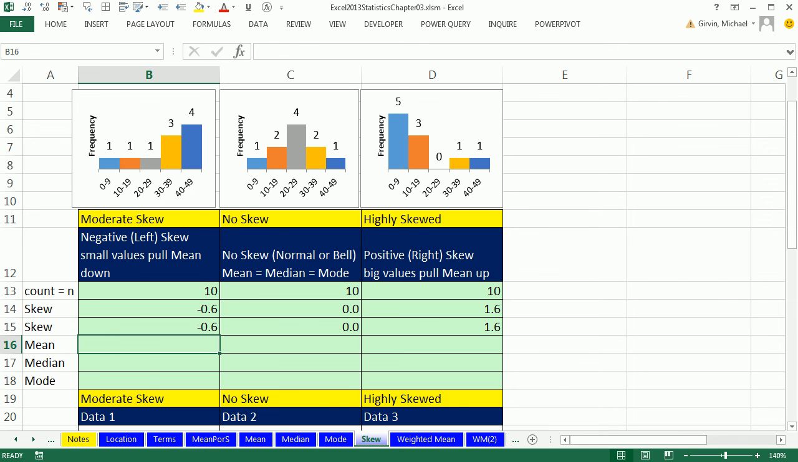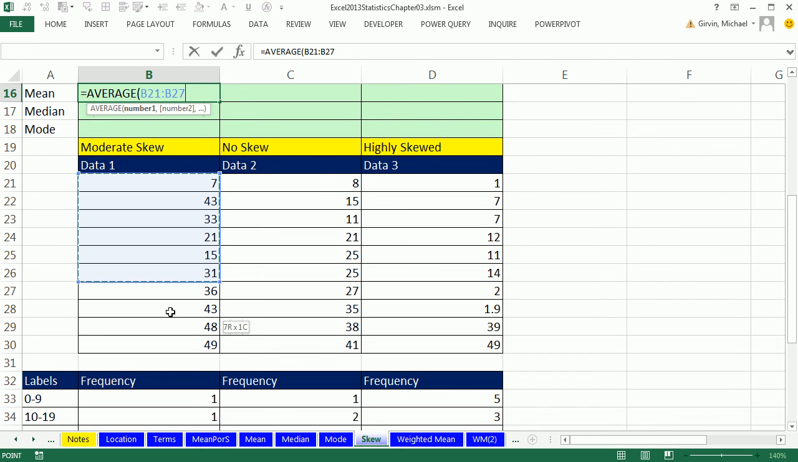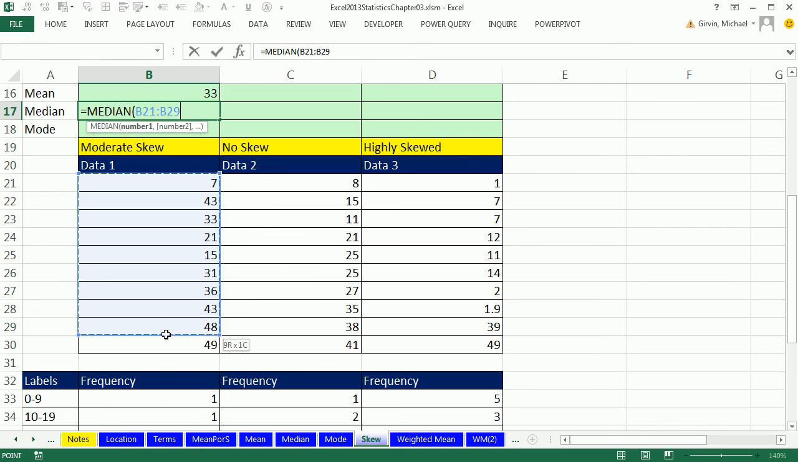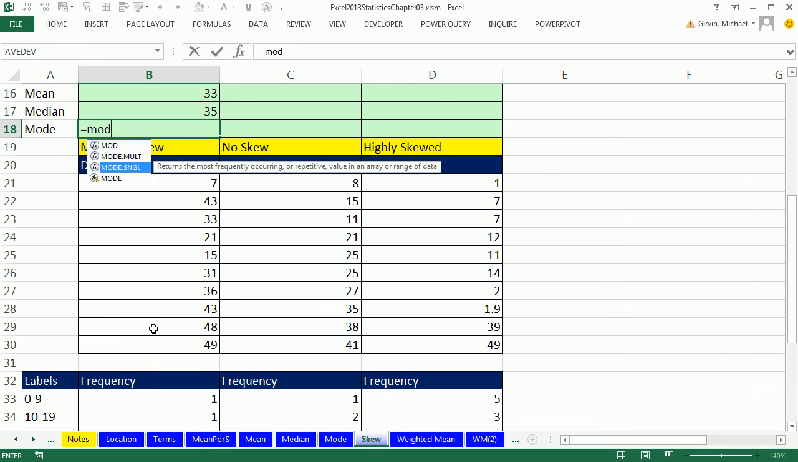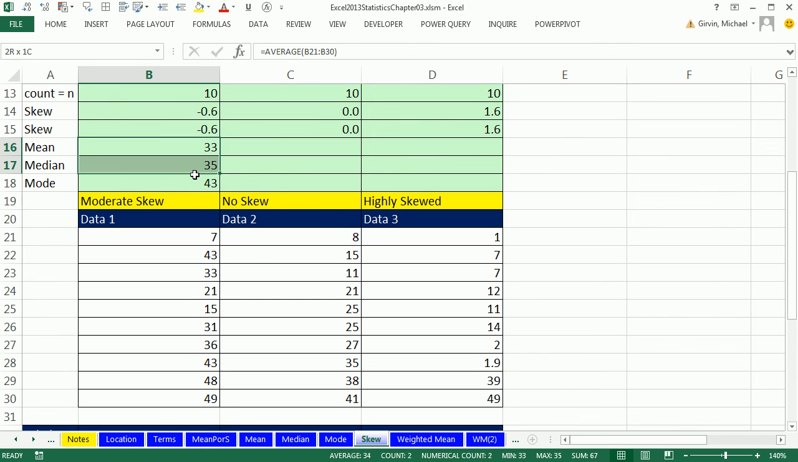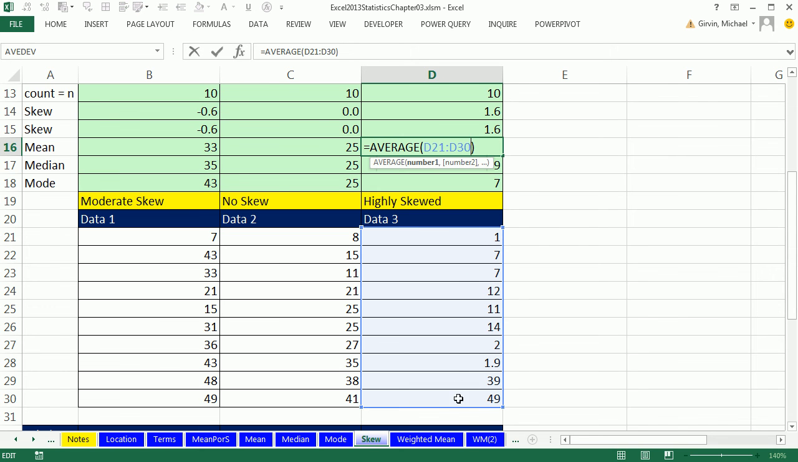So I'm going to calculate mean. And these will be relative cell references. So when I highlight this, I'm just going to hit Enter. But notice I'm going to copy it over, and it will move to the next data set. Enter equals MEDIAN, tab, and highlight. Enter, and then equals MODE, arrow, arrow, SNGL. And then I'm going to highlight this data set and Enter. So now I can copy these over. We can check, and we see it got it right. The mean, it got it right.